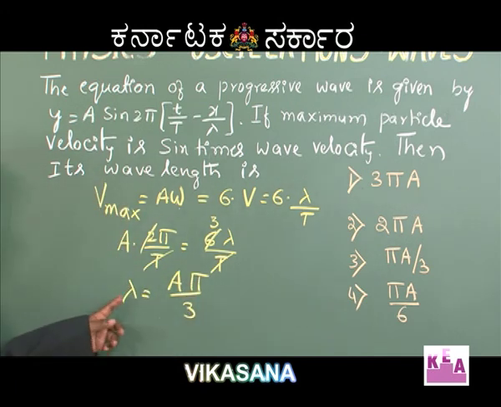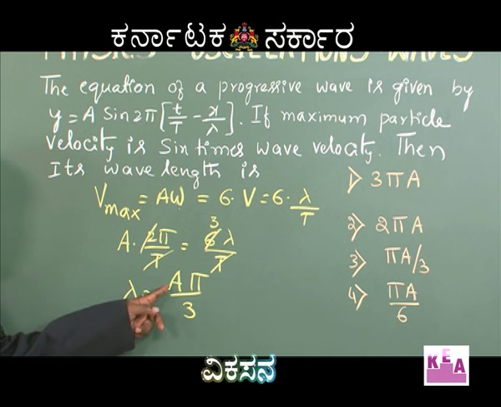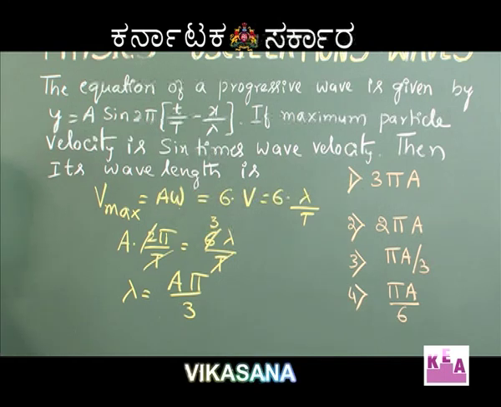Therefore the wavelength can be expressed in terms of amplitude, pi a or a into pi divided by 3. For this problem, option 3 is the right option.